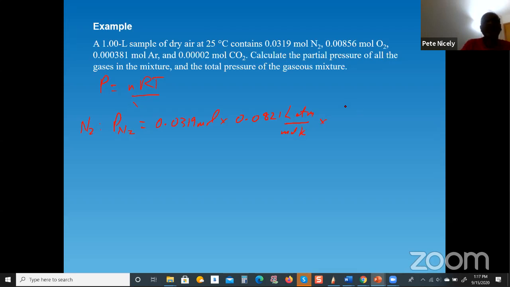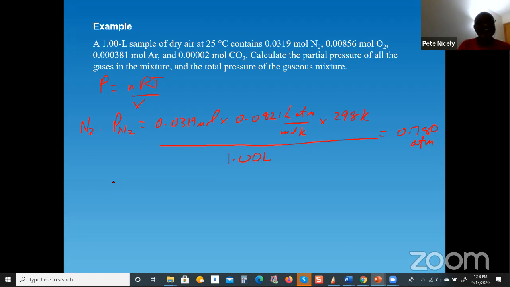Times the temperature, which is 298 Kelvin, all divided by the volume, which is 1.00 liters. All right, so you have to work that out. 0.0319 times 0.0821 times 298 divided by 1. According to my calculations, this works out to be 0.780 atmospheres. And basically, you're going to do the same calculation for the other gases.